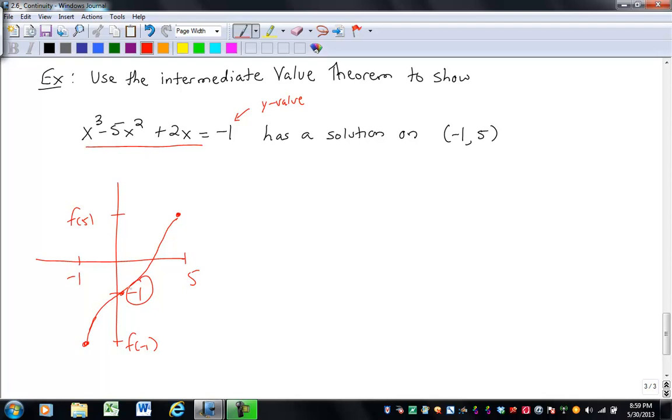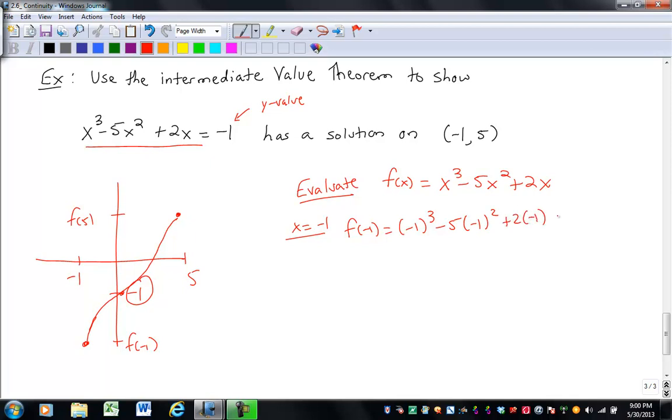So what I have to do to show this is evaluate the function at negative 1 and 5. And the function I'm using is the thing I want to be equal to negative 1: x cubed minus 5x squared plus 2x. When I plug in x equals negative 1 into this function, I get negative 1 cubed minus 5 times negative 1 squared plus 2 times negative 1. That's negative 1 minus 5 is negative 6, minus 2 is negative 8. So the y value when I plug in negative 1 for x is negative 8.